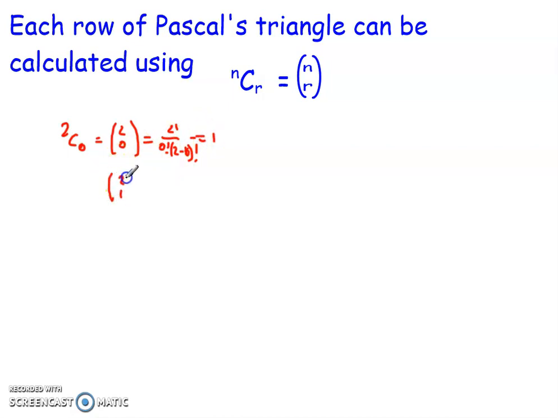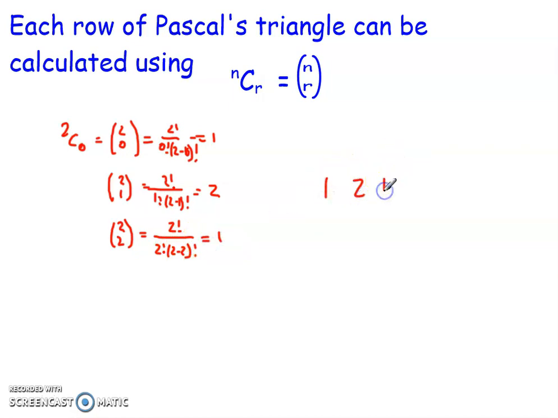If I then do 2, 1, what I'm then going to get is 2 factorial over 1 factorial, bracket 2 minus 1 factorial. So I've got 2 factorial, so I've got 2 on the top. I've then got 1 times 1 on the bottom, so I get 2. If I then do 2, 2, what I end up getting then is 2 factorial over 2 factorial, bracket 2 minus 2 factorial. So 2 factorial and 2 factorial cancel, so I'm left with a 1. I've then got 2 minus 2 factorial, so 0 factorial, which I know is 1. So that equals 1. So that there is the second row of Pascal's triangle.